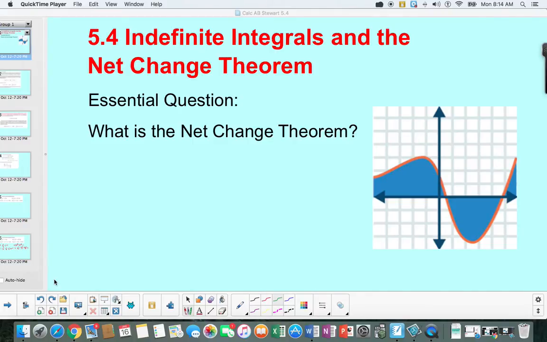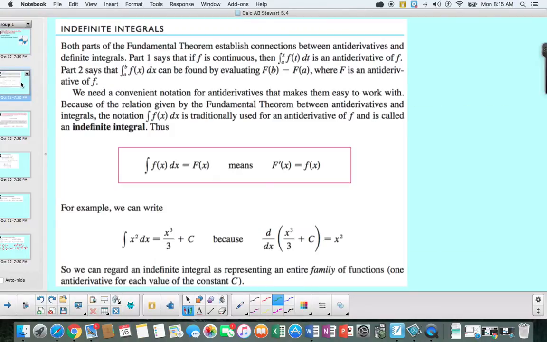5.4 Indefinite integrals and the net change theorem. What is the net change theorem? In our study of the fundamental theorem, we arrived at a way to find the antiderivative of the area accumulation function. Now, this was a particular antiderivative.